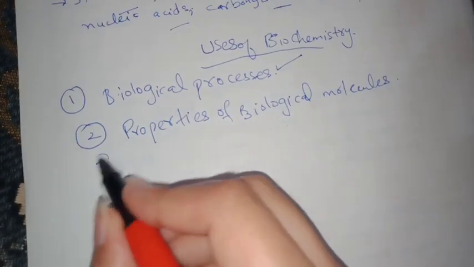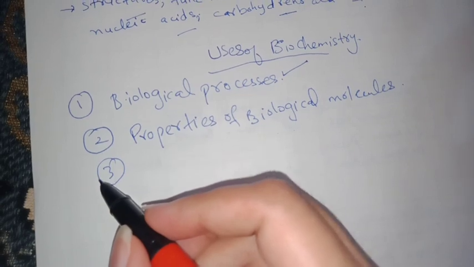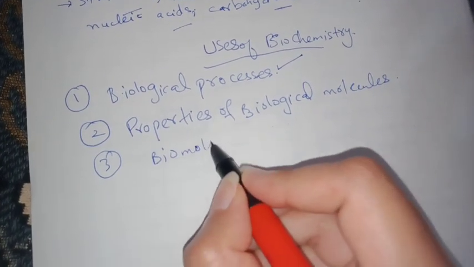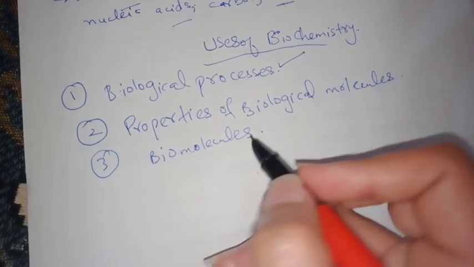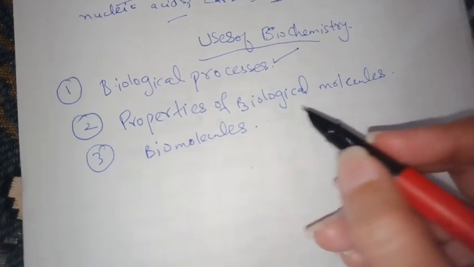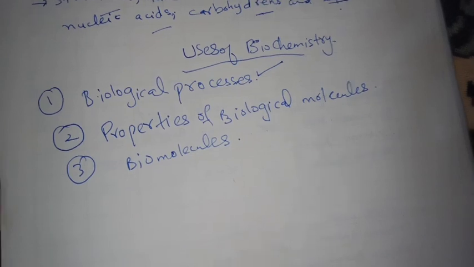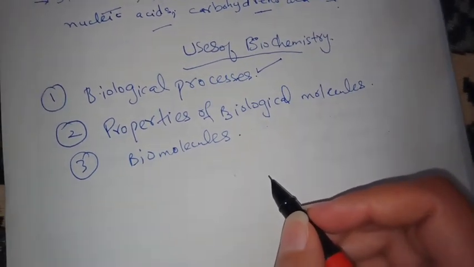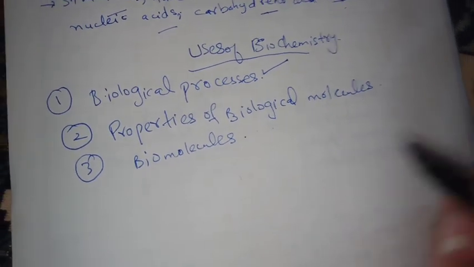Number three use of biochemistry is that biochemists find uses for biomolecules. For example, a biochemist may use a certain lipid as a food additive. Okay, we have discussed in the previous lecture about major or macro biomolecules that were carbohydrates, proteins and lipids, and here they have given the example that a biochemist may use a certain lipid as a food additive.